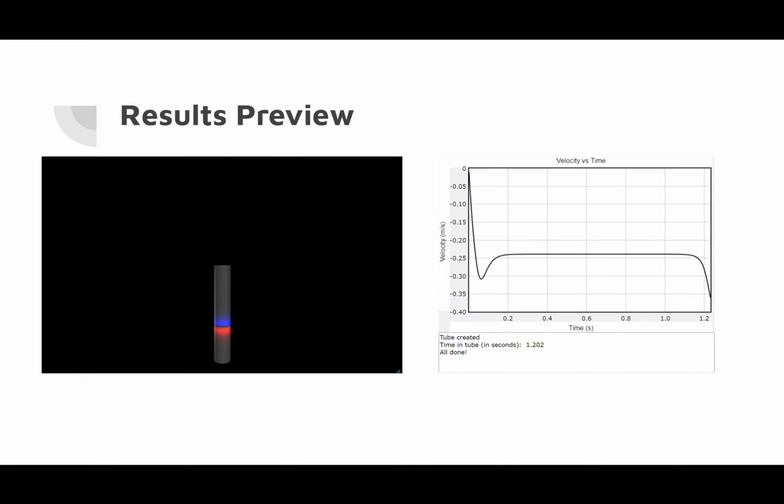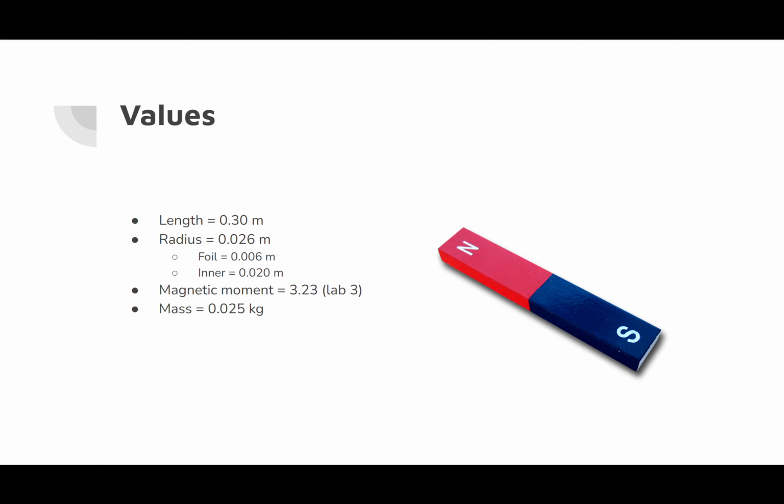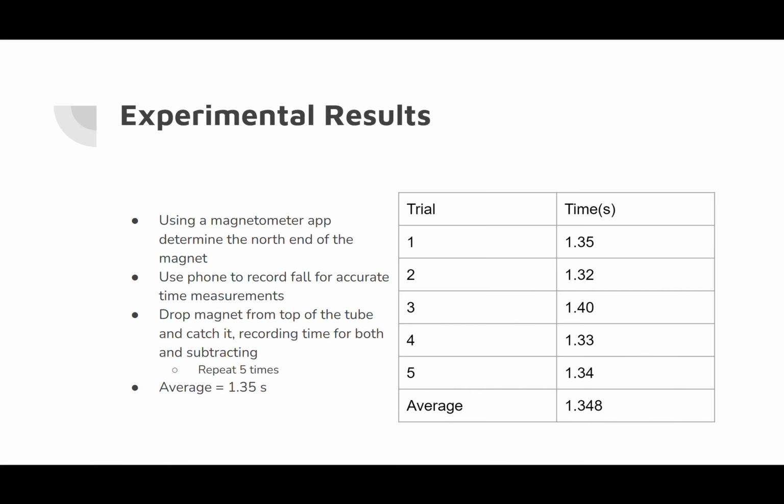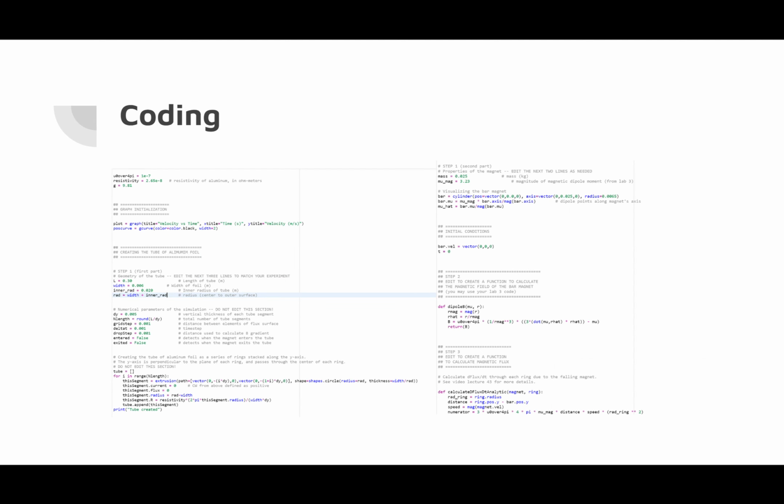Preview of the results: our values for the bar magnet and the aluminum foil, the radius, the magnetic moment, the mass, and the experimental results we got in real life when we dropped the magnet. We used the magnetometer app to determine the north end of the magnet, used the phone to record the fall for accurate time measurements, and dropped it from the top of the tube, caught it, and recorded the time, and we repeated this 5 times.